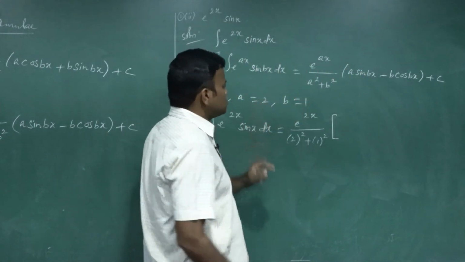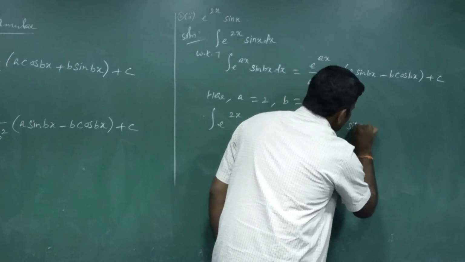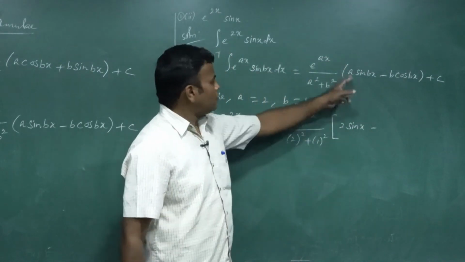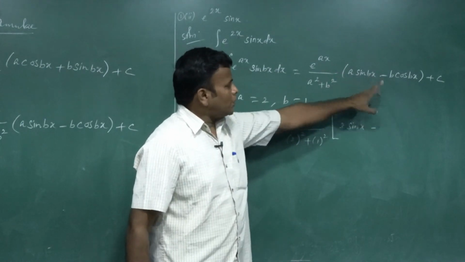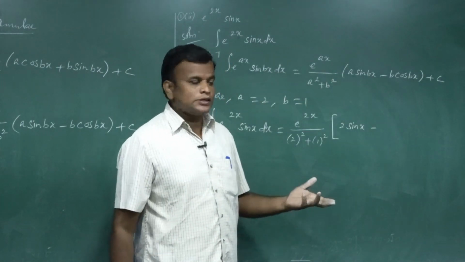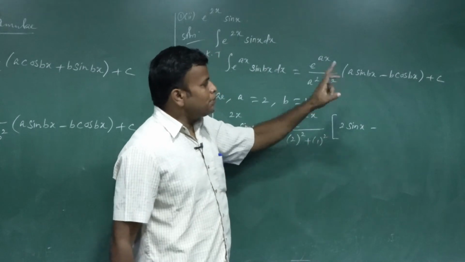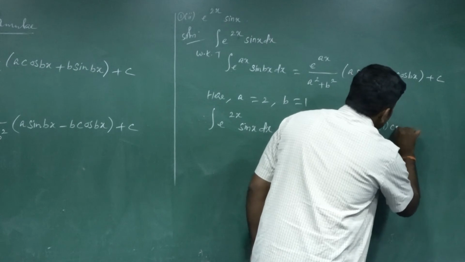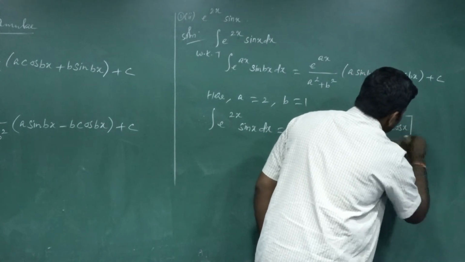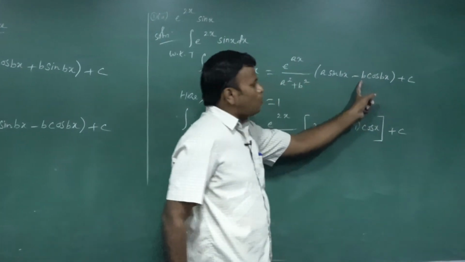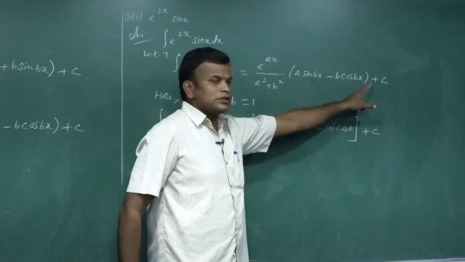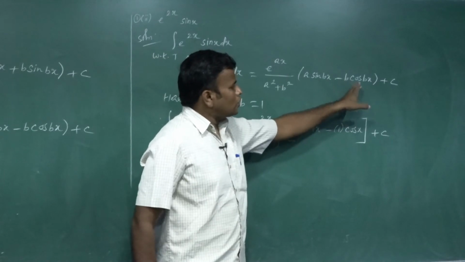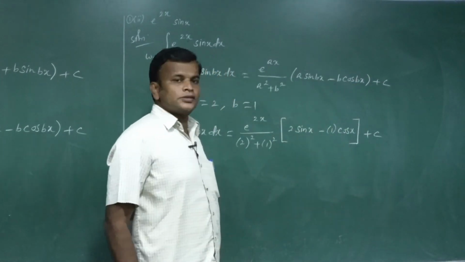The value of a is 2. I write just 2 sin x. The value of a is 2. Sin of 1 into x is x. So sin x minus b cos bx, minus b is 1, cos x plus c. Here 1 of cos of 1 into x. Here also no need to put 1. Just we write cos x. So 1 of cos 1 into x is cos x.